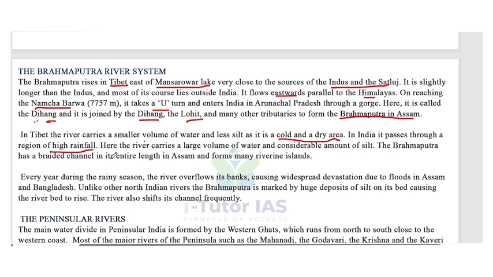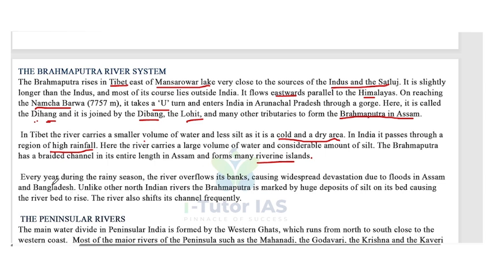The Brahmaputra has a braided channel in its entire length in Assam and it forms many riverine islands. We already discussed the riverine islands caused by the Brahmaputra river. The biggest riverine island caused by the Brahmaputra river is Majuli Island. Last class we discussed that.